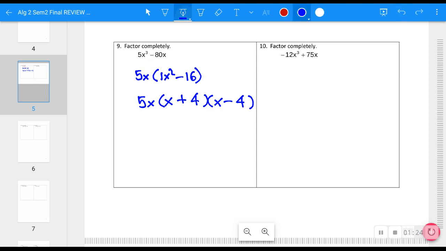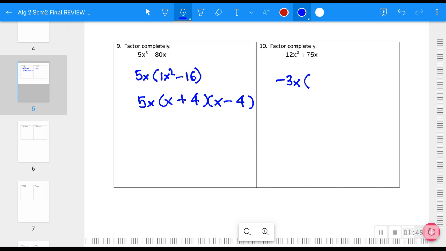Okay, here's another example, and you'll notice on problem 10 that we're starting with a negative value. If your leading coefficient, in this case the negative 12, is a negative number, you want to pull out a negative GCF, even if you just pull out a negative 1. But here it's going to be negative 3x.